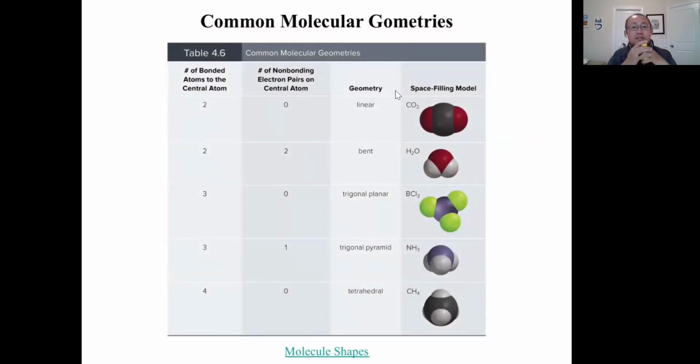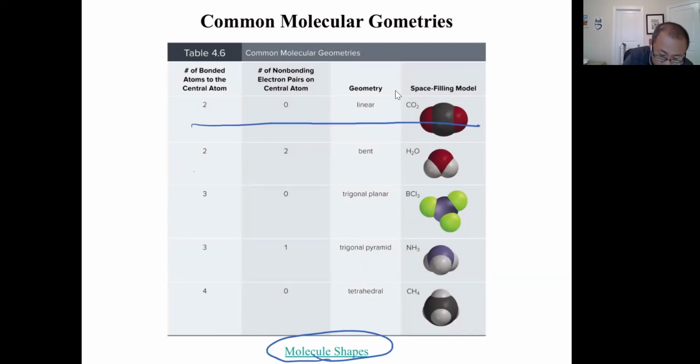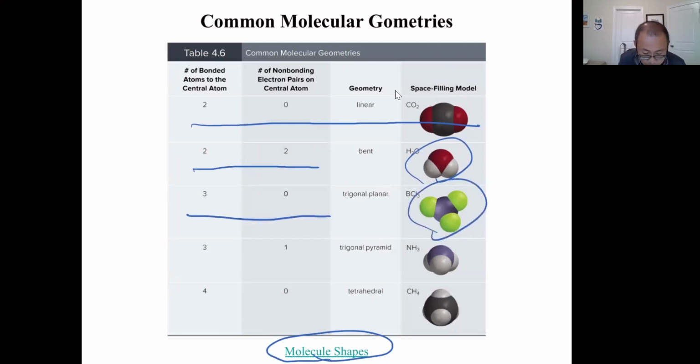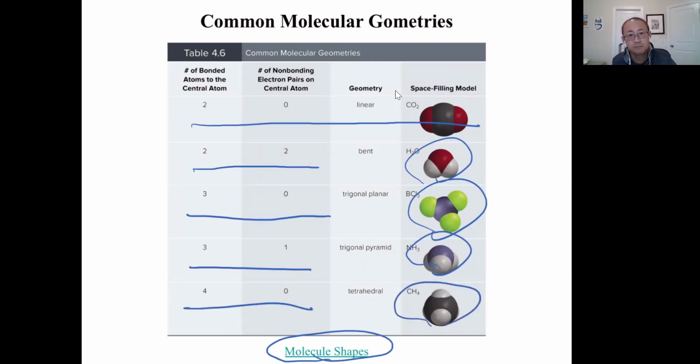Here are some examples. Here's a link showing molecular geometries. You can play with it. 2 groups without lone pair, linear. 4 groups with 2 lone pairs, bent. This one, 3 groups with 0 lone pair, trigonal planar. This one, 4 groups with 1 lone pair, trigonal pyramidal. 4 groups with 0 lone pair, tetrahedral. These are examples. I hope they further your understanding of the geometry of the molecule.